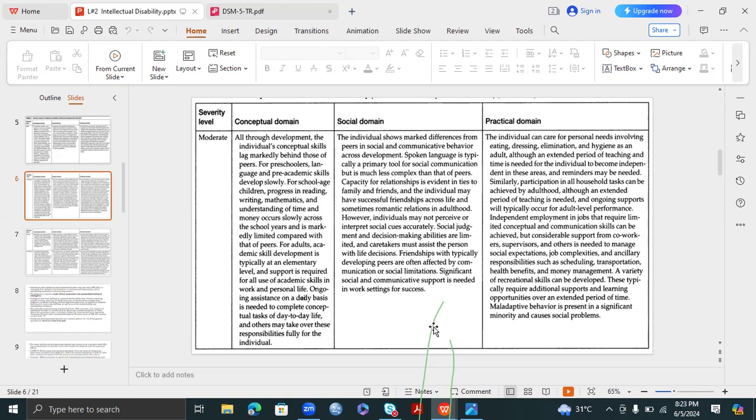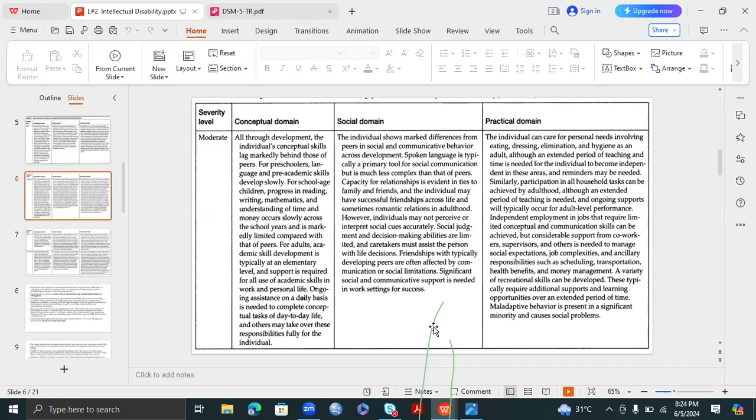All right. So when it comes to the practical domain, when we're talking about individuals' practical learning or practical daily living skills, and we talk about the moderate severity level, then we are expecting that the individual may require personal care involving eating, dressing, or hygiene as an adult.